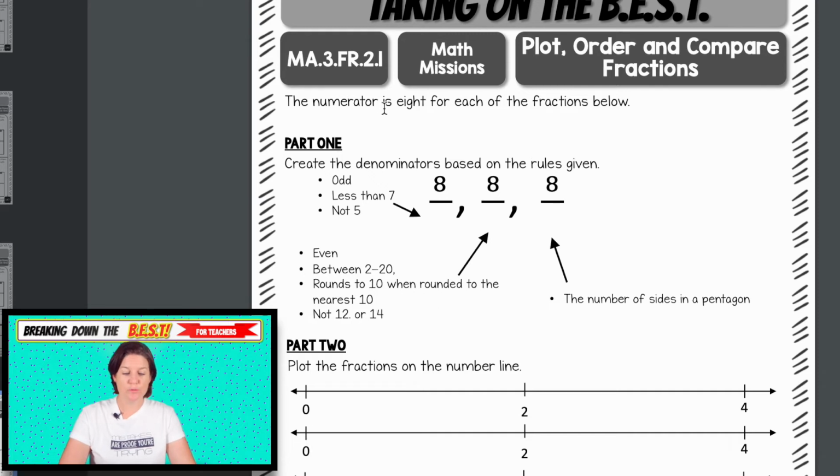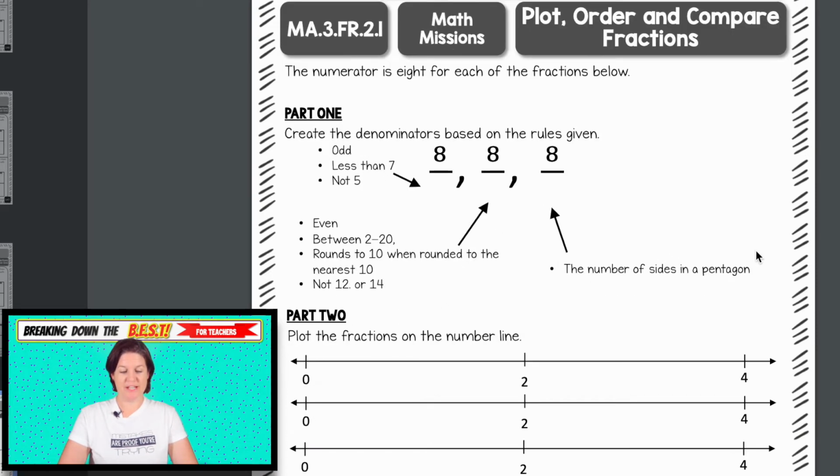This one says the numerator is 8 for each of the fractions below. We can see that 8, 8, and 8. Create the denominators based on the rules given. So in this one, we need to place an odd denominator that's less than 7 and not 5. Then here, in this one, it needs to be even between 2 and 20, rounds to 10 when rounded to the nearest 10, and not 12 or 14. And then here, the number of sides in a pentagon.